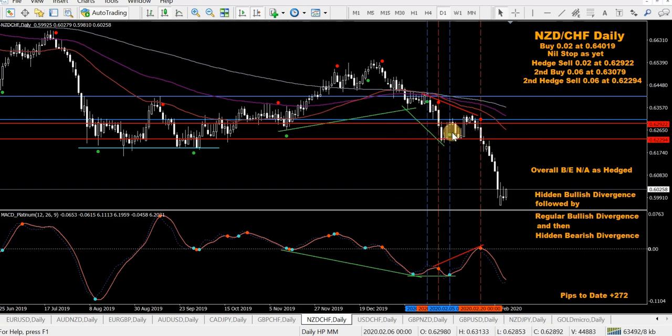Buy, hedge sell, second buy, second hedge sell, 4 trades all the way up here. This thing's fallen off a cliff. Now waiting for a reversal where I can take a third buy and hopefully clear out some of these trades.